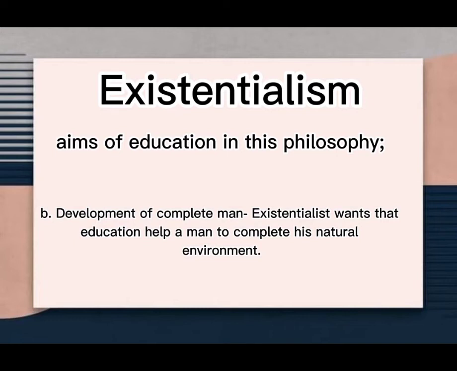Second, development of the complete man. Existentialists want education to help a man to be a complete man in his natural environment. For the development of the complete man, freedom is the essential requirement. Freedom is given to a man with a view to realizing his self and understanding his being.